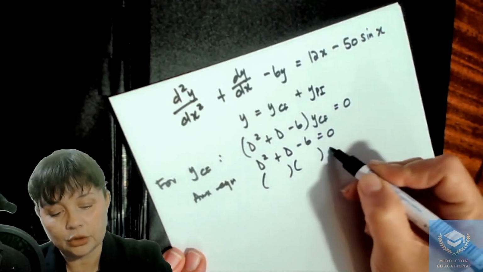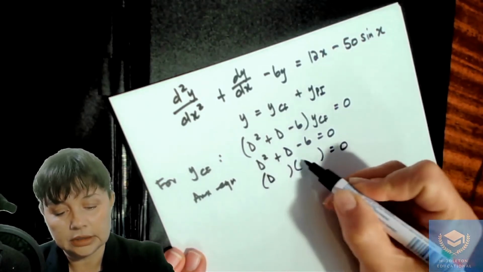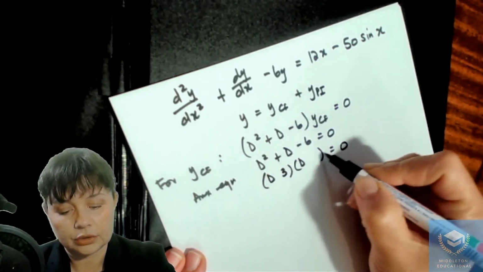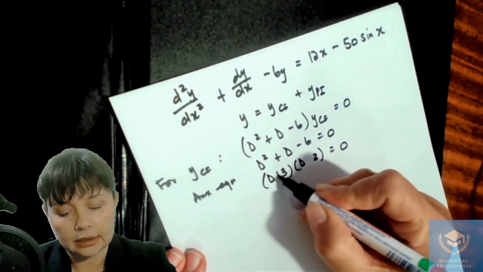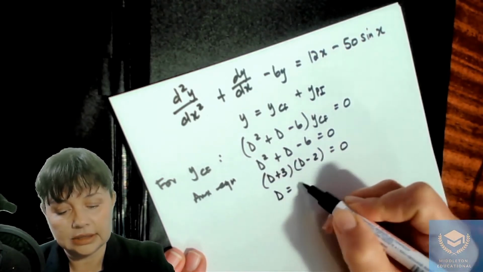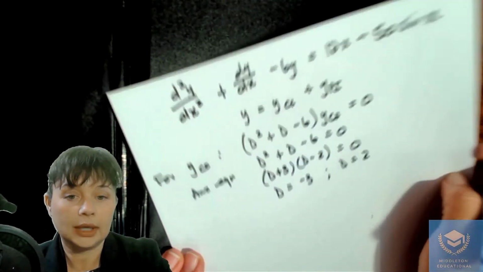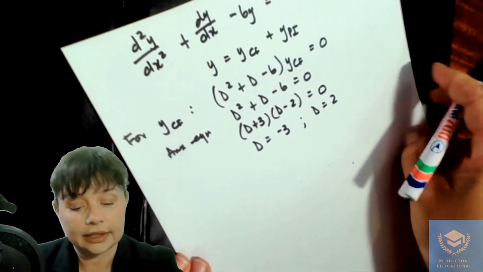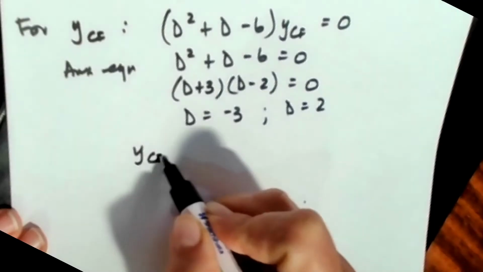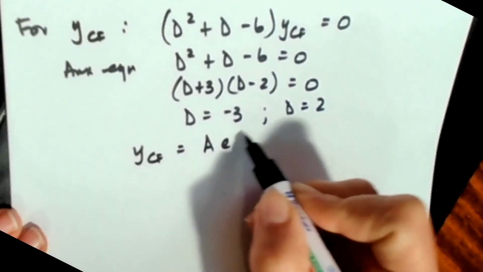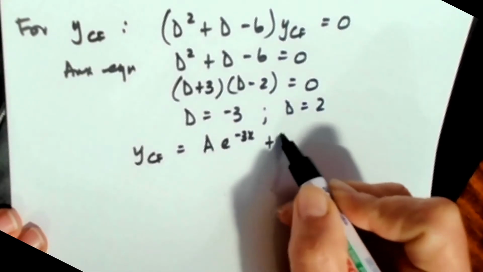So we're going to have two brackets, D plus 3 and D minus 2, which means that D is minus 3 and D is 2, right? So our roots are real and different, which means our complementary function is going to look like this, right?